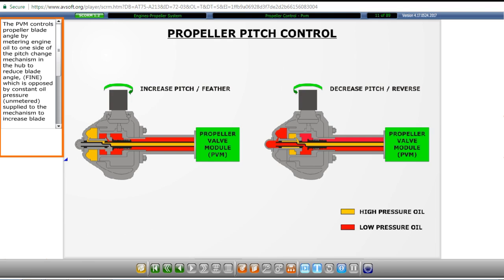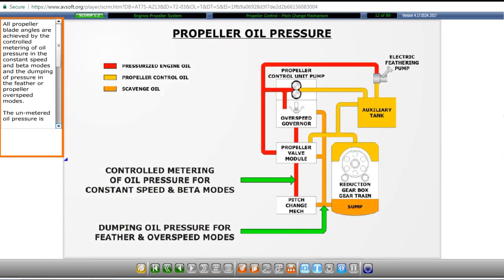The PVM controls propeller blade angle by metering engine oil to one side of the pitch change mechanism in the hub to reduce blade angle, which is opposed by constant oil pressure supplied to the mechanism to increase blade angle. This design allows rapid feathering of the propeller once the unmetered oil supply is dumped. All propeller blade angles are achieved by the controlled metering of oil pressure in the constant speed and beta modes and the dumping of pressure in the feather or propeller overspeed modes. The unmetered oil pressure is always being opposed by the metered oil pressure, which is regulated by a speed sensing governor and then applied to the opposite side of the piston assembly, which controls prop blade angle.